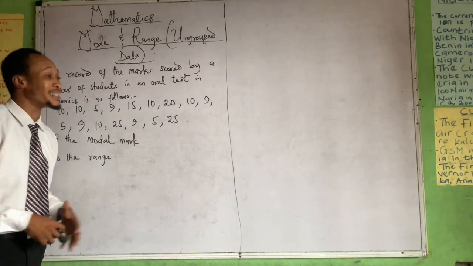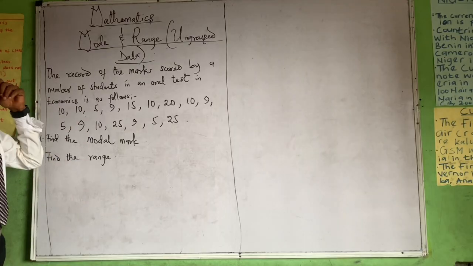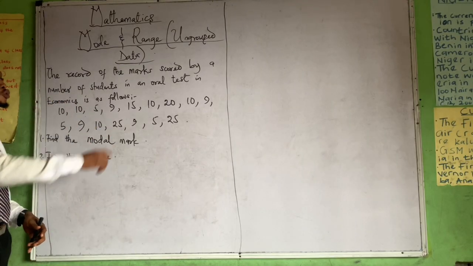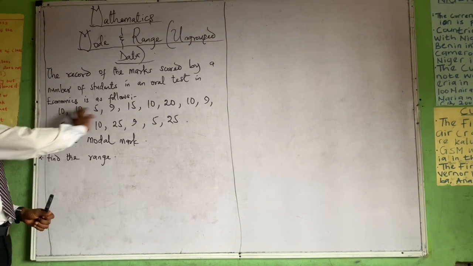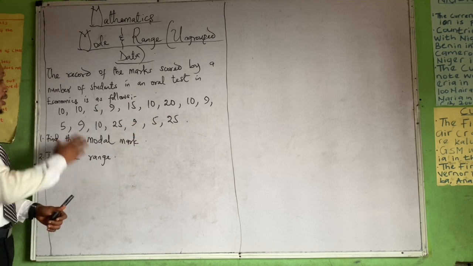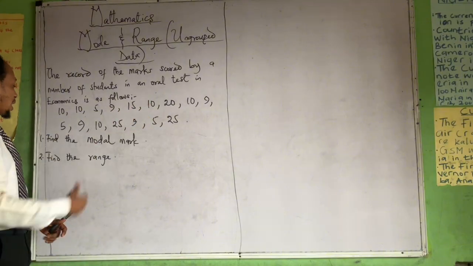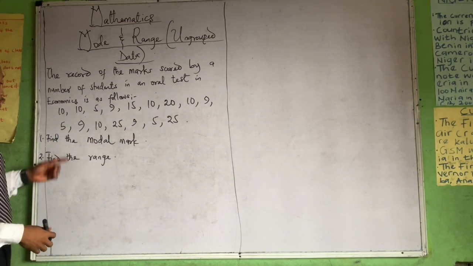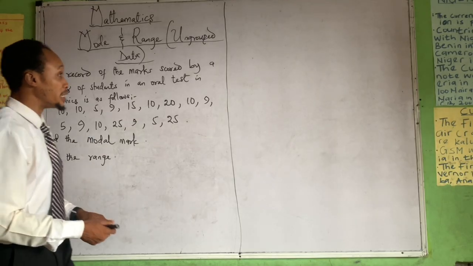So we have mode and range of ungrouped data. The question we have on the board here is: the record of the marks scored by a number of students in an oral test in economics is as follows. The number of students here is 16, because the frequency is 16. Count them, and the scores are given to us as their scores for an economics test. So find the modal score, or the modal mark, and then find the range.